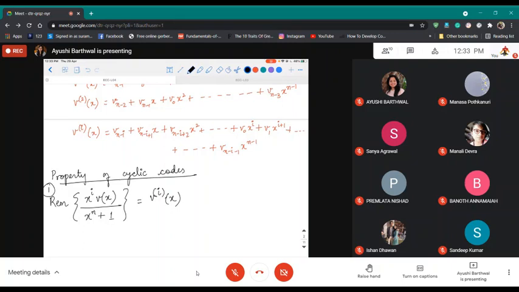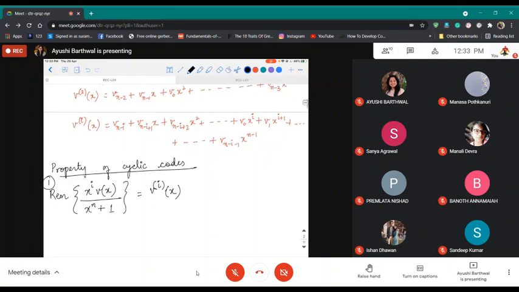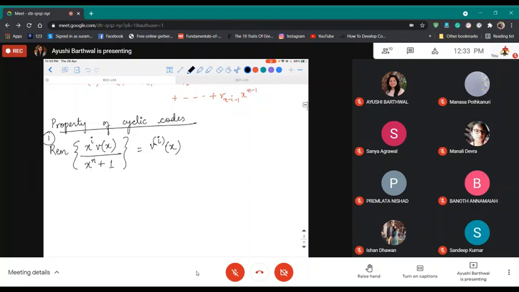So let's verify this property by taking one value. Let's take i is equal to 1. Let's see if we get a 1-bit shifted code word or not. We also write this remainder. If you read books, you may find it written as x^i V(x) mod x^n plus 1. The term mod means the remainder of the initial term.